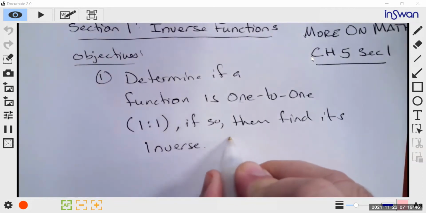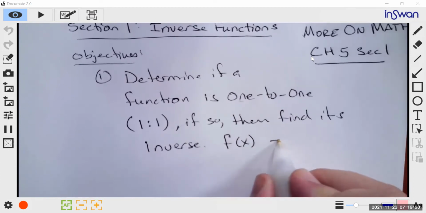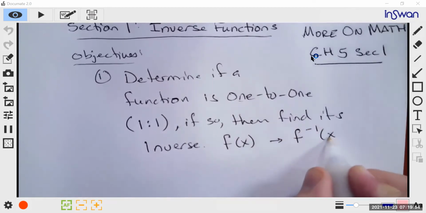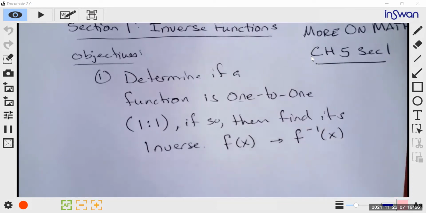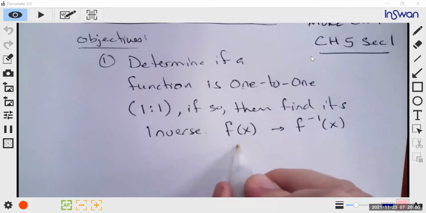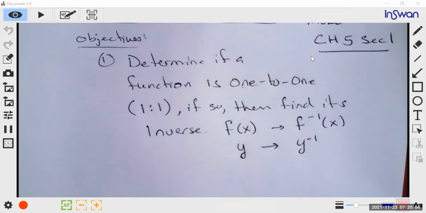The regular function is f of x. The inverse of a function is noted by that -1 on top. That's how you know it's an inverse function. That separates the two. And then if we're using y's, it'll be like that.